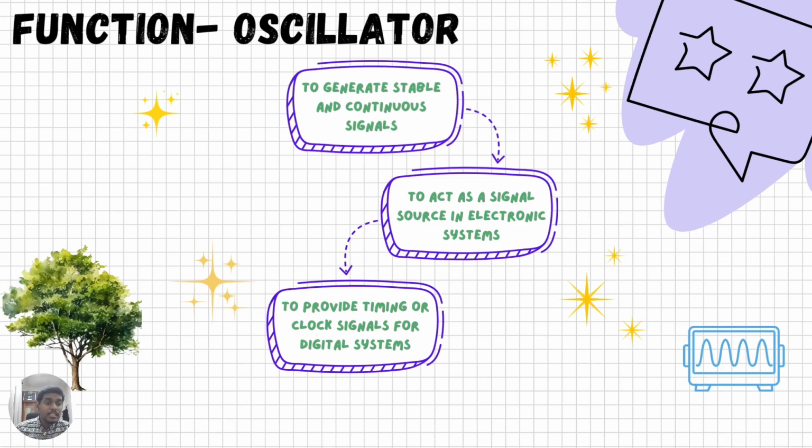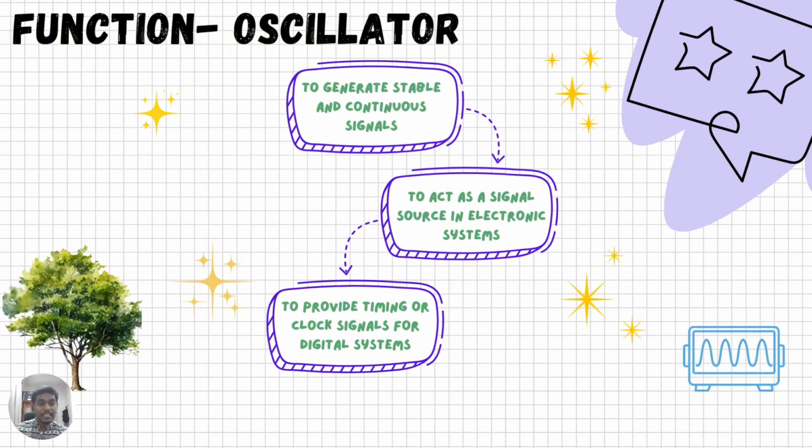The third function is to provide timing or clock signals for digital systems. Oscillators are used to generate clock and timing signals that synchronize the operation of digital circuits such as computers, microcontrollers, and processors.